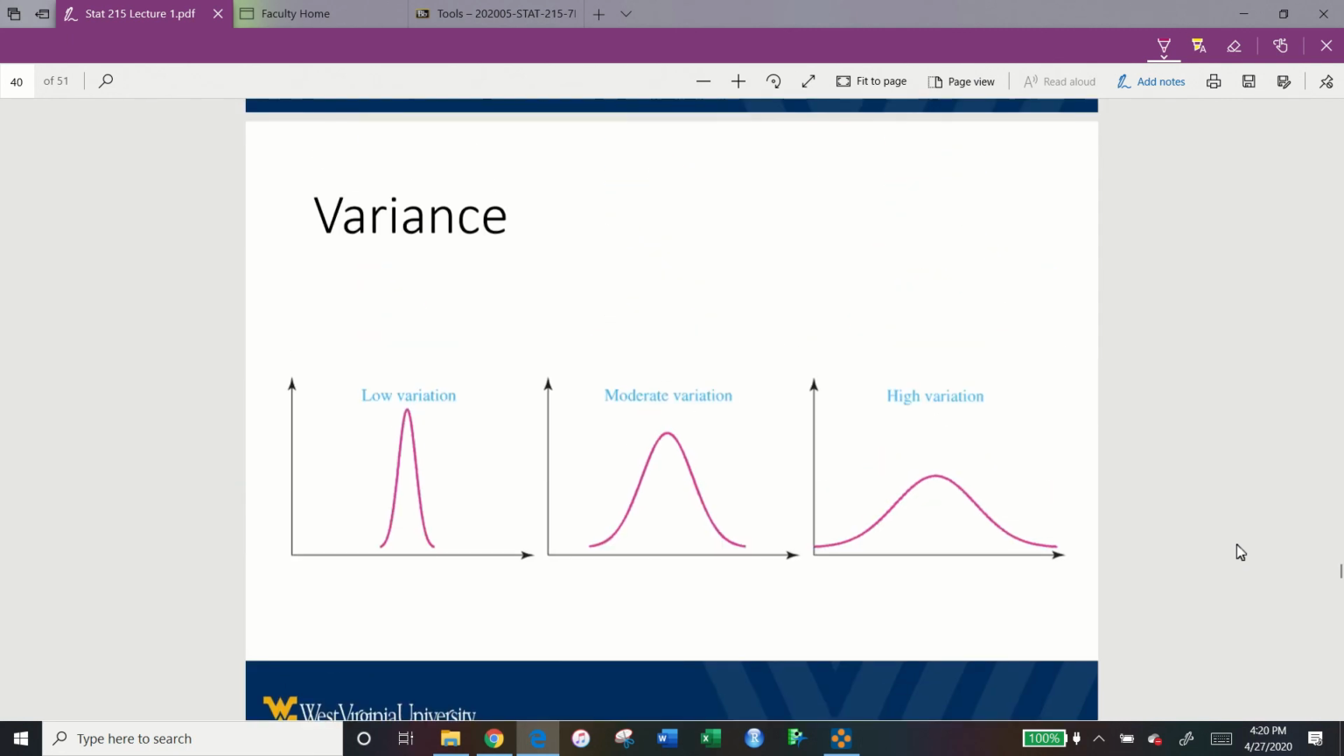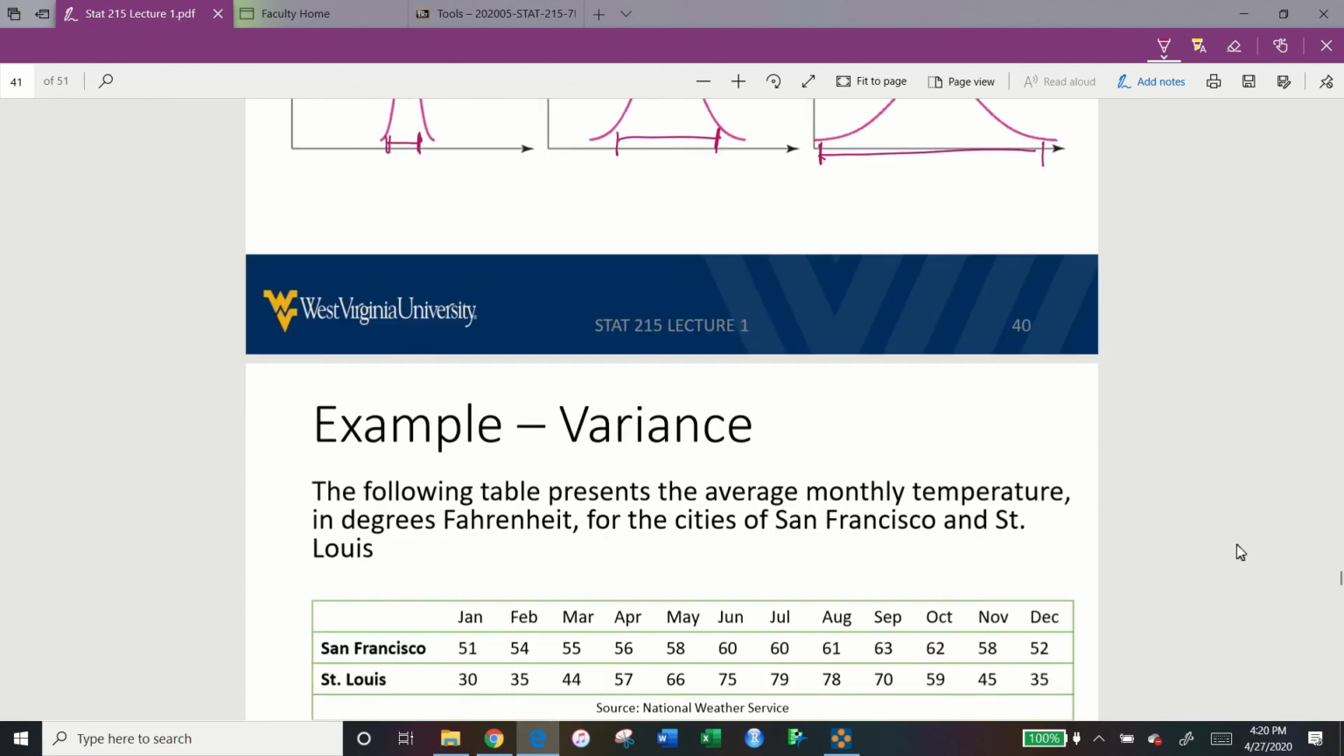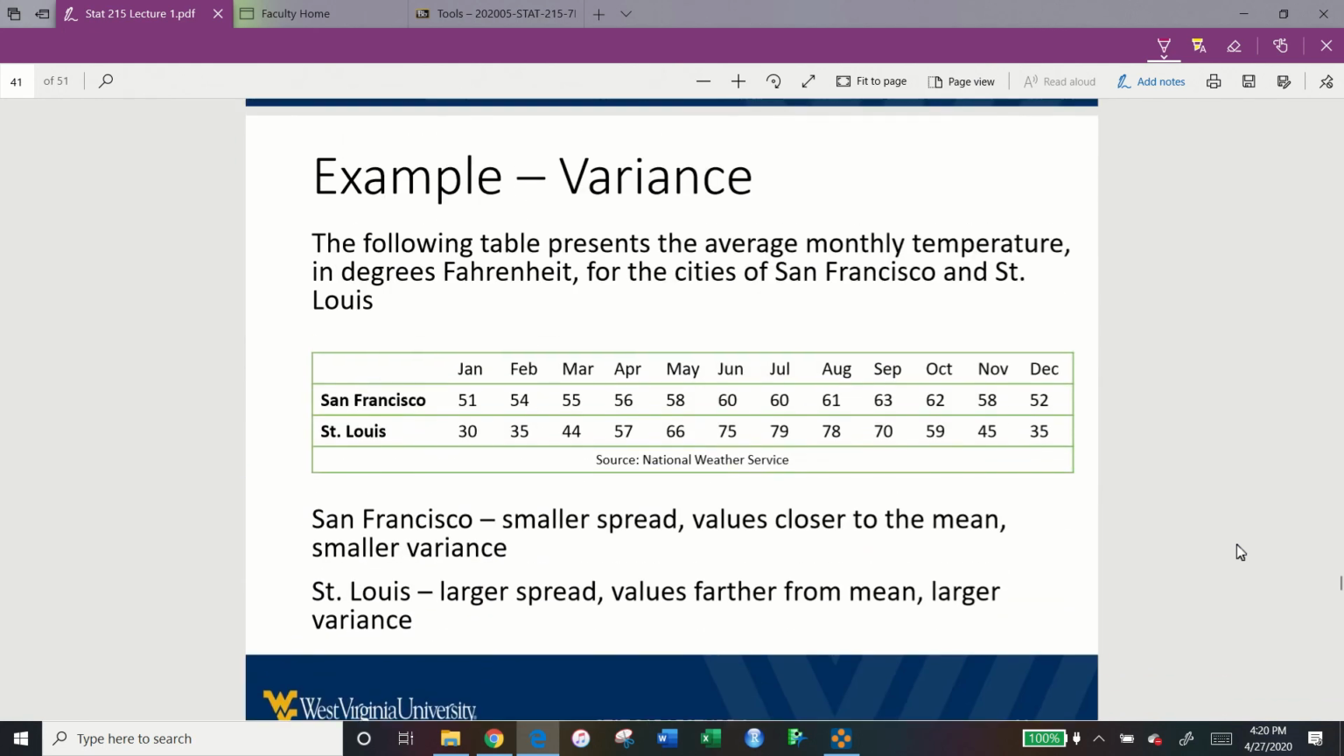To show you visually in a distribution spread what variance looks like, low variance has a very small spread. Moderate variance, medium spread. High variance, large spread. Ideally, lower variance is better because smaller spread, more accurate data. Let's take a look at an example.